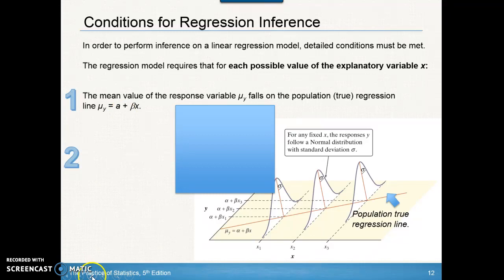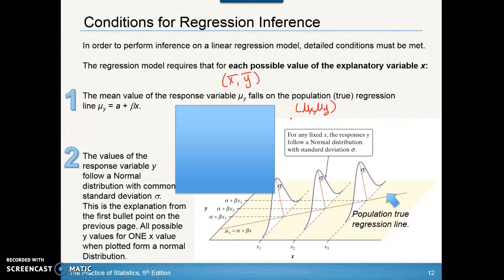And remember, we already talked about in our previous lessons that the mean of x and the mean of y were on the regression line. This is just like saying that the population mean of y and the population mean of x are on your regression line.